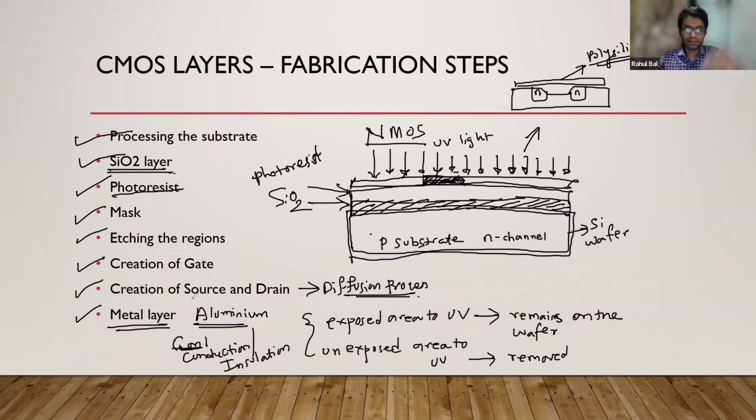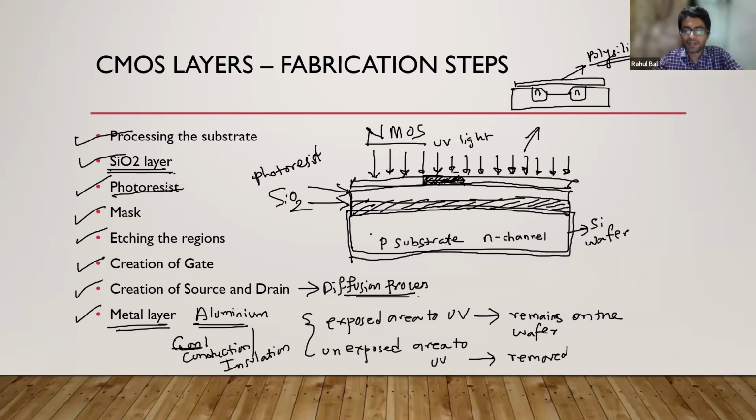Once again, I will go step by step through the fabrication process. First is creation of the substrate. Whatever substrate: if you are designing NMOS, you have to use a P substrate. Inside the P substrate, you have to create the N channel. Then the SiO2 layer. The P substrate will be formed on a silicon wafer. Silicon is best for designing your semiconductor devices. That's why we are using silicon. Then the SiO2 layer will protect your circuit and maintain the scalability.